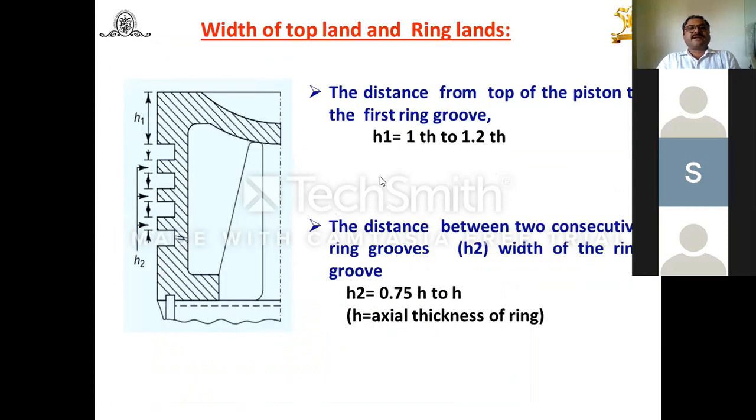Then let us find the other dimensions of the piston: the width of the top land and the ring length. Top land means this H1, and what is the distance or gap between two consecutive ring grooves?